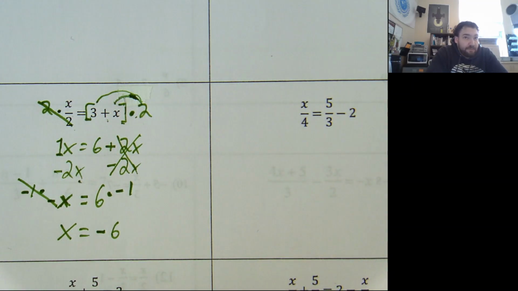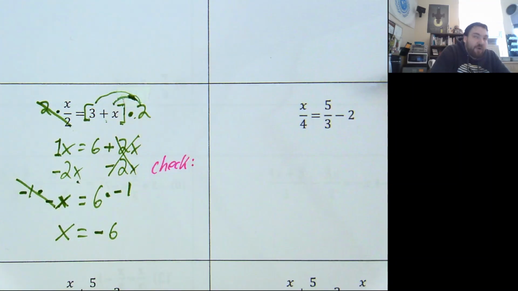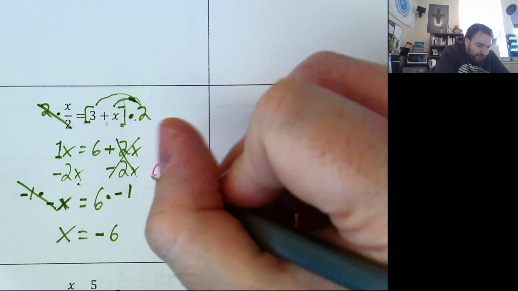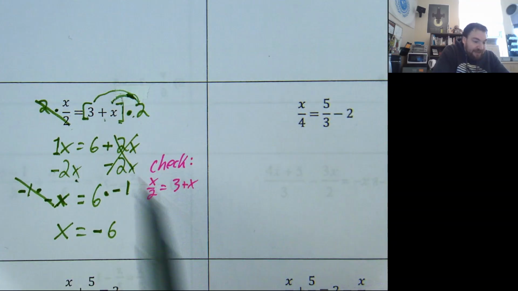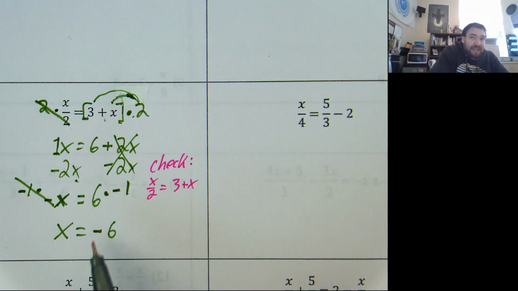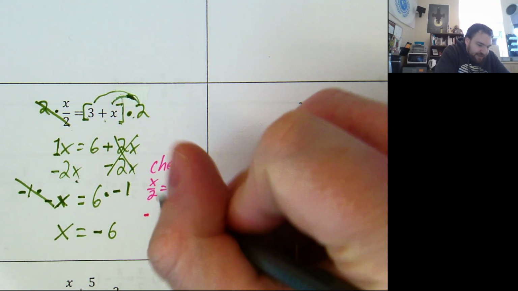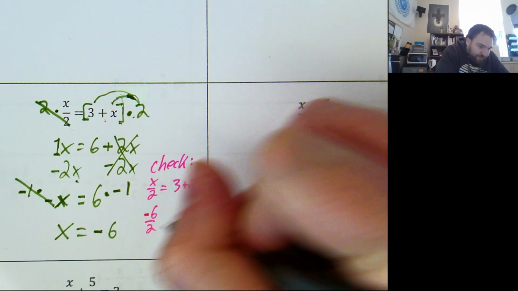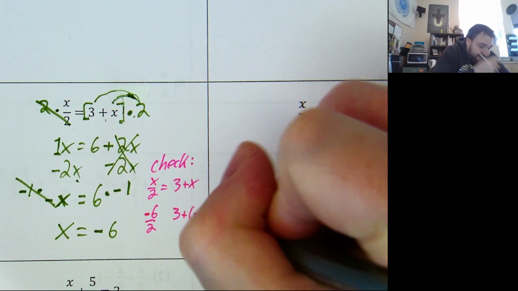We can check, the same way we've been checking since day one. Let's do a quick check here. We're going to check x over 2 equals 3 plus x. I'm going to go back to my original equation, and I'm going to plug negative 6 in there, so wherever there's an x. So x over 2 becomes negative 6 over 2. On the right-hand side, I'm going to have 3 plus negative 6.